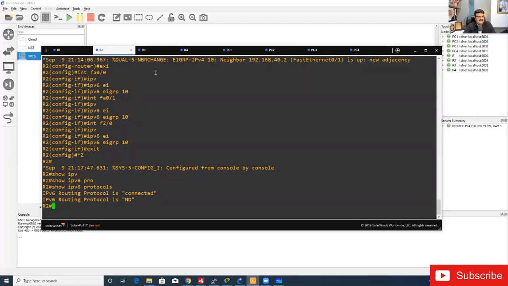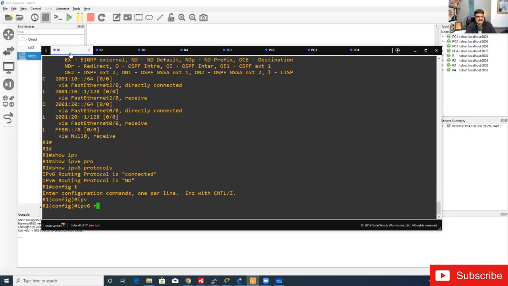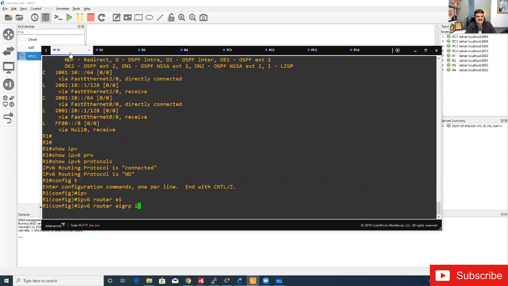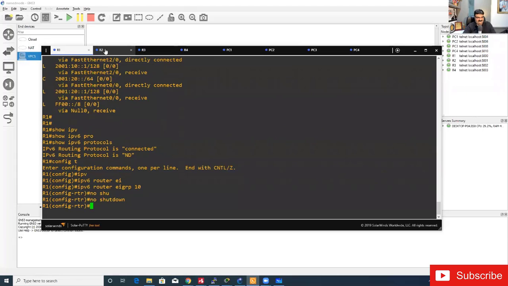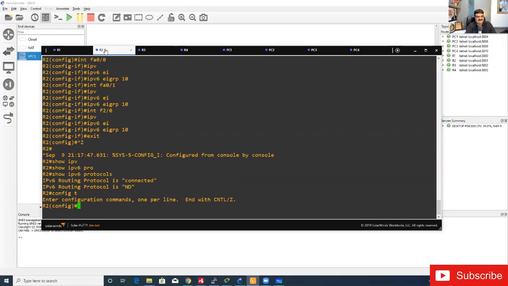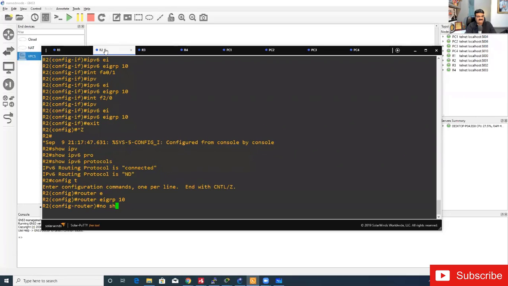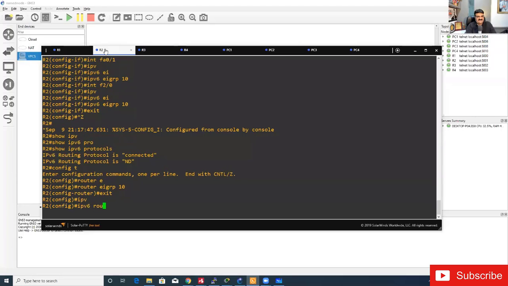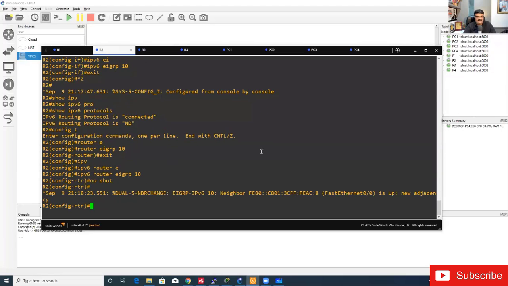So what we can do is go to IPv6 router EIGRP 10 and give the command no shutdown. See, the neighbor relationship has come up. This is the no shutdown that we need to use here.